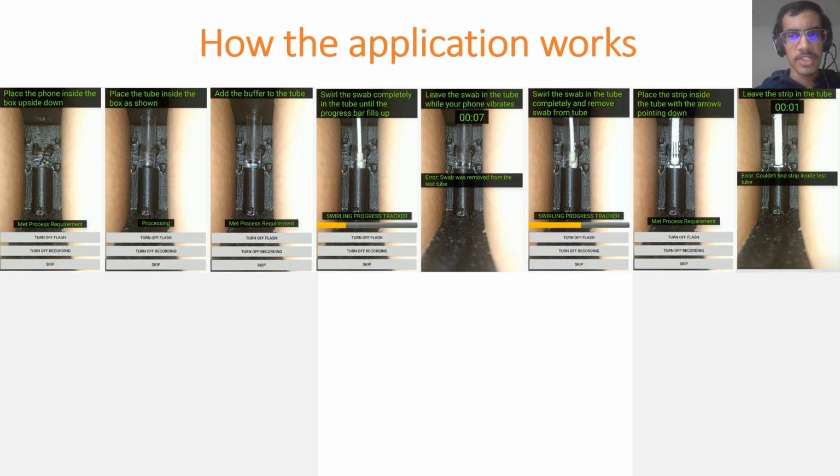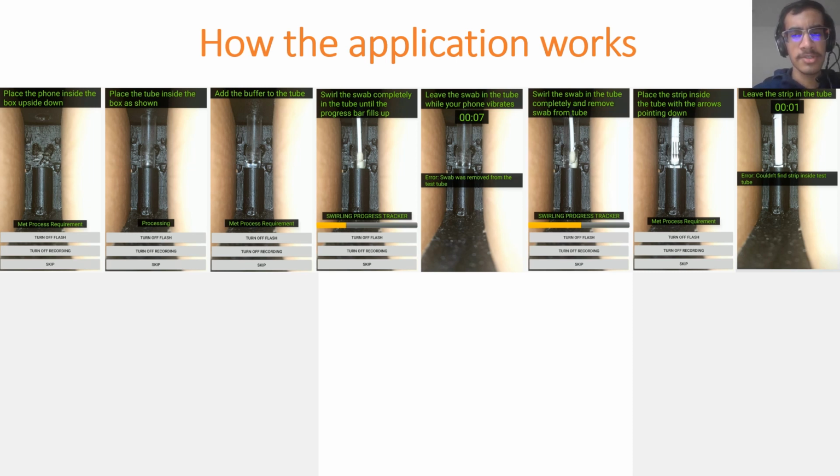The RDTCheck application guides the users through the steps of the QuickVue Influenza A+B test, which is a test that utilizes a swab for sample collection. This test contains many steps that are similar to other tests that utilize a swab for sample collection, which means that a lot of the software can be generalized to other swab-based RDT tests. This application has 7 major steps, with the first two being placing the test tube inside the box and adding a buffer solution to the test tube.